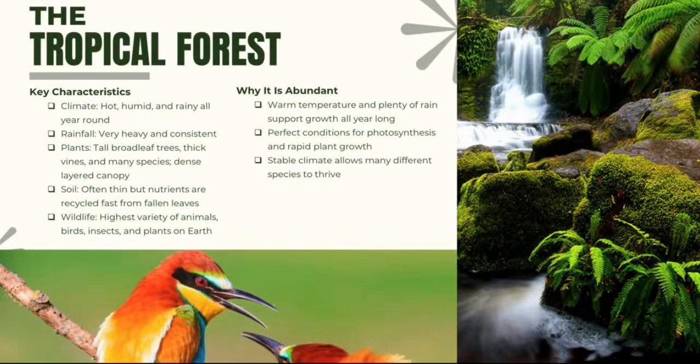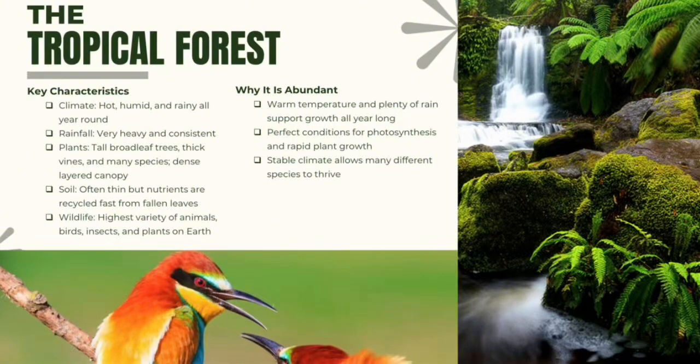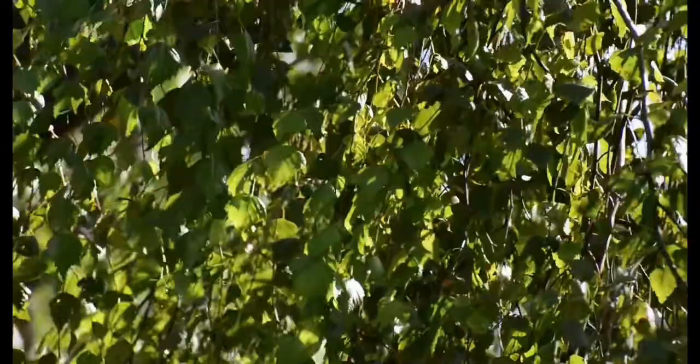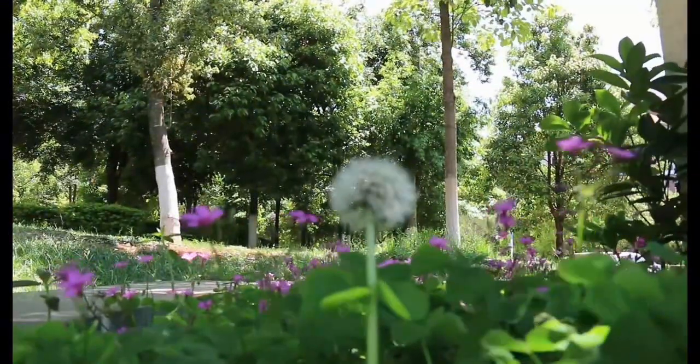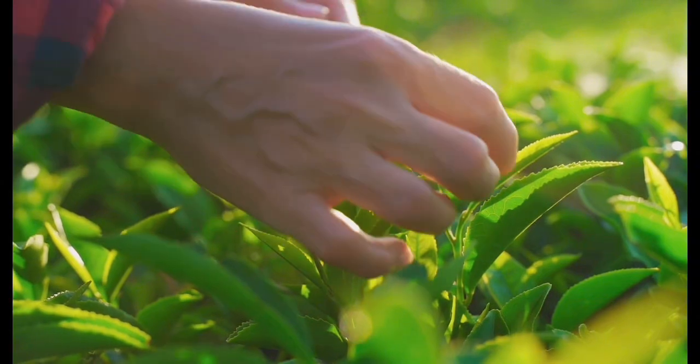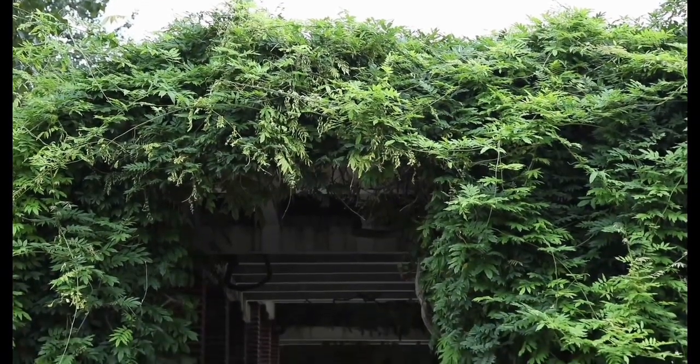As for the rainfall, it is very heavy and consistent. It rains often and in large amounts throughout the year. This keeps the whole area moist and supports continuous plant growth. As for the plants, the forest is filled with tall broadleaf trees with thick vines and many different plant types. They grow very close together and form a thick roof of leaves called a layered canopy.